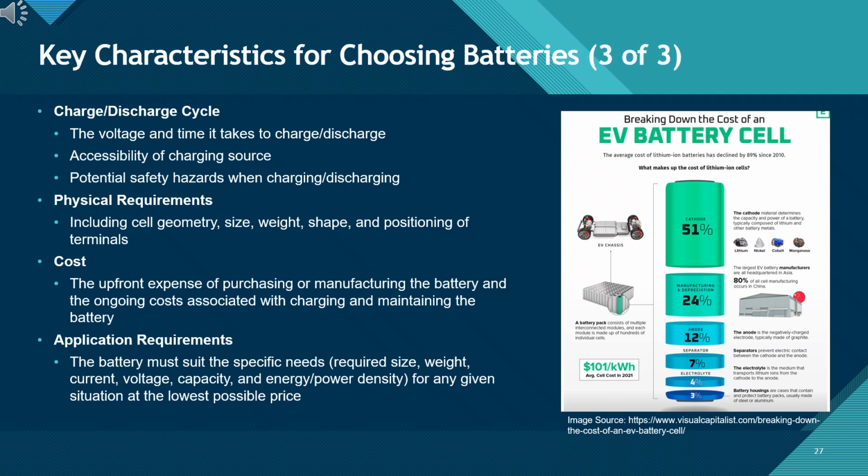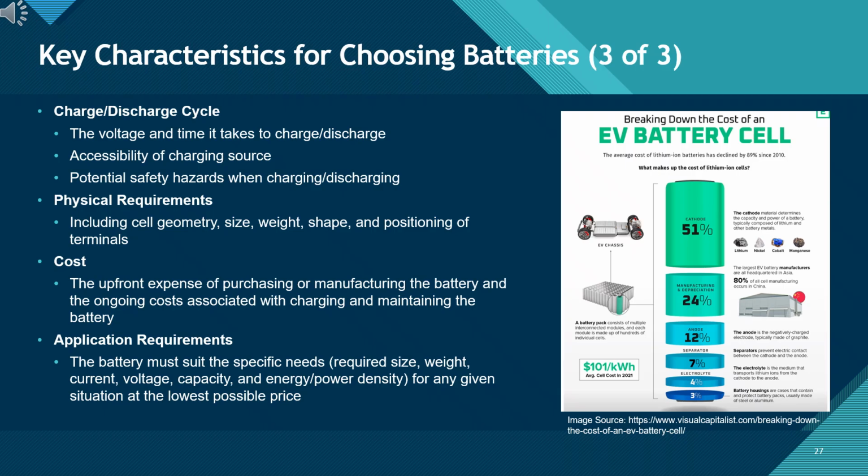Then we look at the physical requirements, the size, shape, weight, and terminal positions, to fit the product or system without compromise. Cost is another big factor. It includes not only the initial purchase or manufacturing cost, but also the ongoing cost of charging and maintaining the battery. And finally, application requirements. Each application, whether it's an EV, a drone, or a home storage system, has specific needs for voltage, current, capacity, and power or energy density. The right battery is the one that meets those needs at the lowest practical cost.